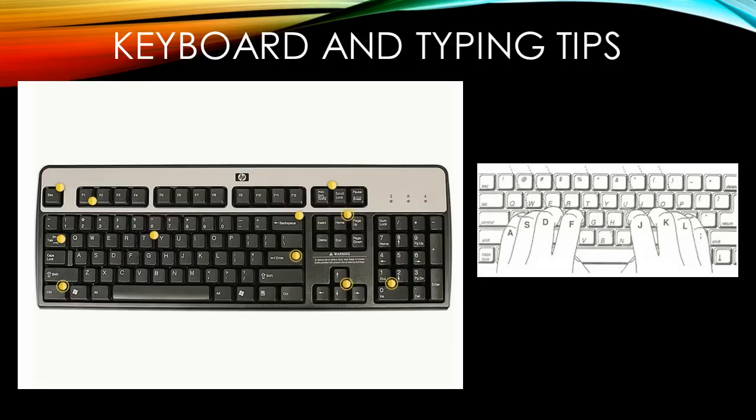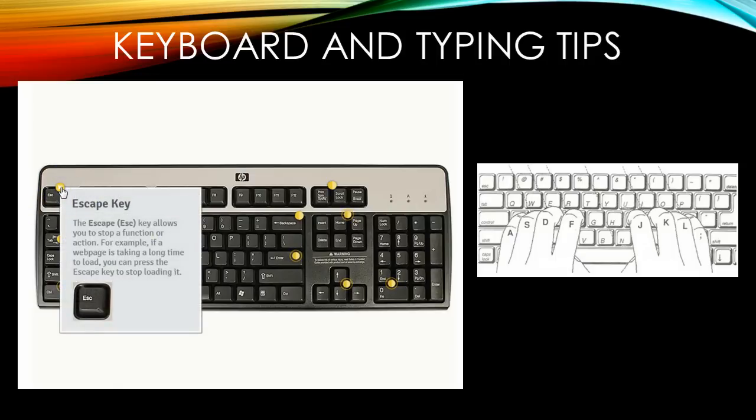So at this point, we're just going to touch base on this keyboard here that's in front of us, and we're going to go through some of the highlights of what the keyboard is and what it does for us. So this here in the upper left hand corner of your keyboard is your escape key, and this allows you to stop a function or action. So for example, if a web page is taking too long to load, you can press the escape key to stop loading it. You can also press the escape key to get yourself out of programs.